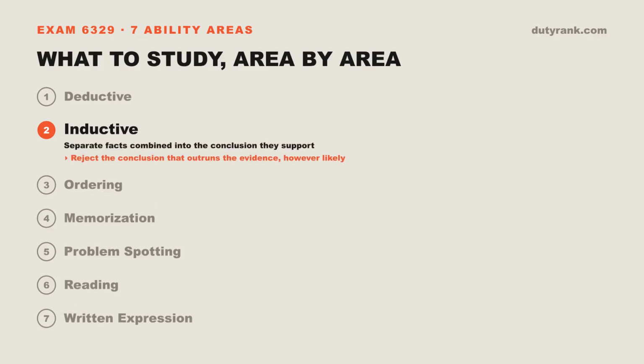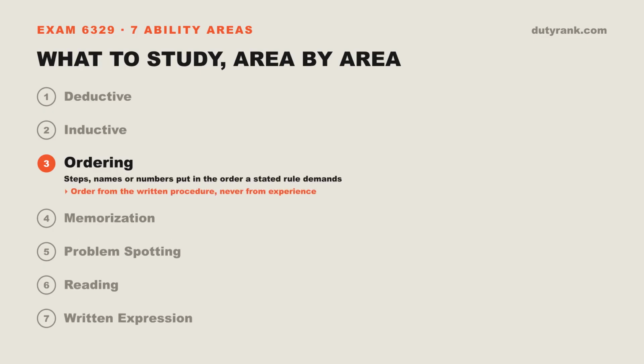Ability Area 2, Inductive Reasoning. This one runs the other direction. Instead of applying a rule to a case, you get a set of separate facts, observations, entries, reports, and you pick the general conclusion they actually support. The trap here is not a false statement. It is the conclusion that is probably true in real life but goes further than the facts in front of you. Being right about the world is not the tested skill. Staying inside the evidence is.